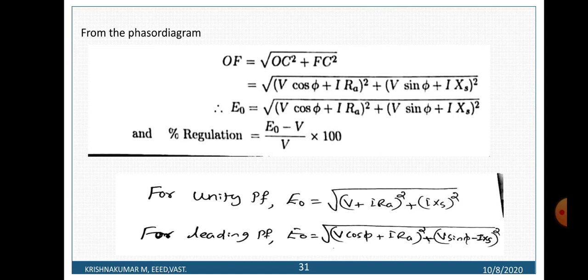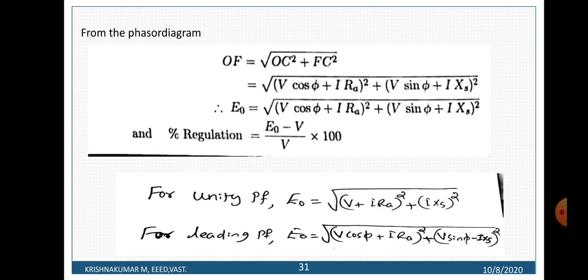For unity power factor, cos phi is equal to 1 and sin phi is equal to 0. So E0 is equal to root of (V plus IRA) whole square plus (IXS) whole square, because sin phi is equal to 0 means definitely V sin phi is equal to 0.